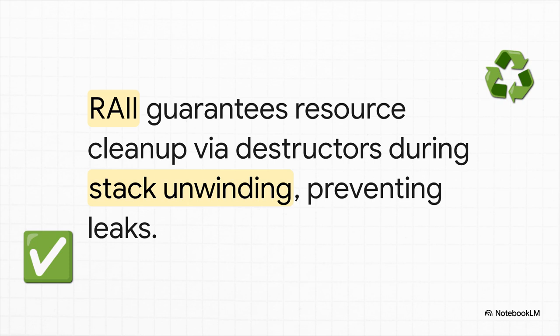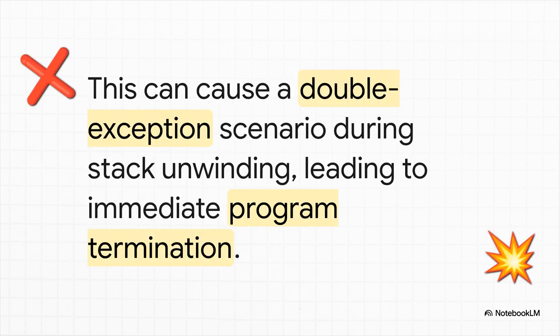The idea is simple. You wrap any resource, a file, a database connection, a lock, inside an object. When that object's lifetime ends, either because it goes out of scope normally or because an exception is unwinding the stack, its destructor is automatically called. And in that destructor, you release the resource. It makes resource management automatic and exception safe. It's brilliant.